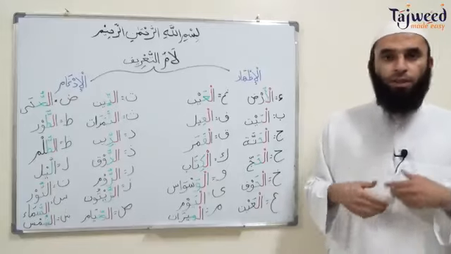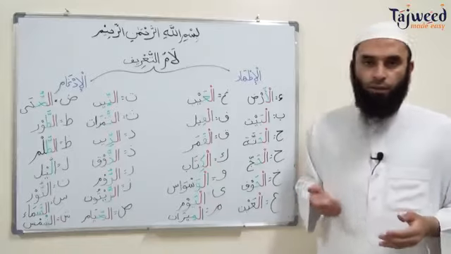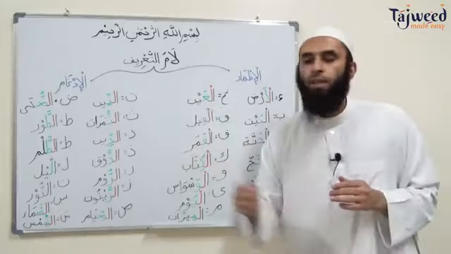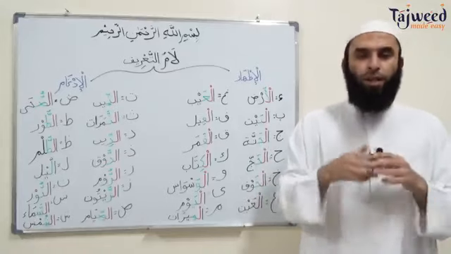Now when the Arabs used to do this, with 14 of the letters they used to make al-idhar with the noun. So they used to pronounce the Laam clearly. And with 14 of the other letters, they used to merge the Laam into the letter, and the Laam would not be pronounced clearly.